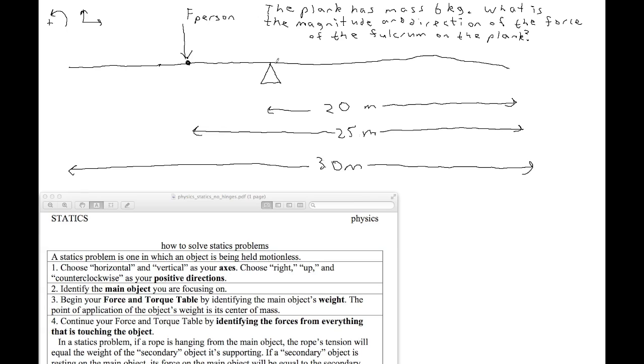So what I have here is a plank that's resting on this fulcrum and there's a person that's pushing on it over here. Now the key for these problems is to make what we could call a force and torque table. Force and torque table. So we begin that by identifying the object's weight. So what is the weight of this object? So the weight of the plank.